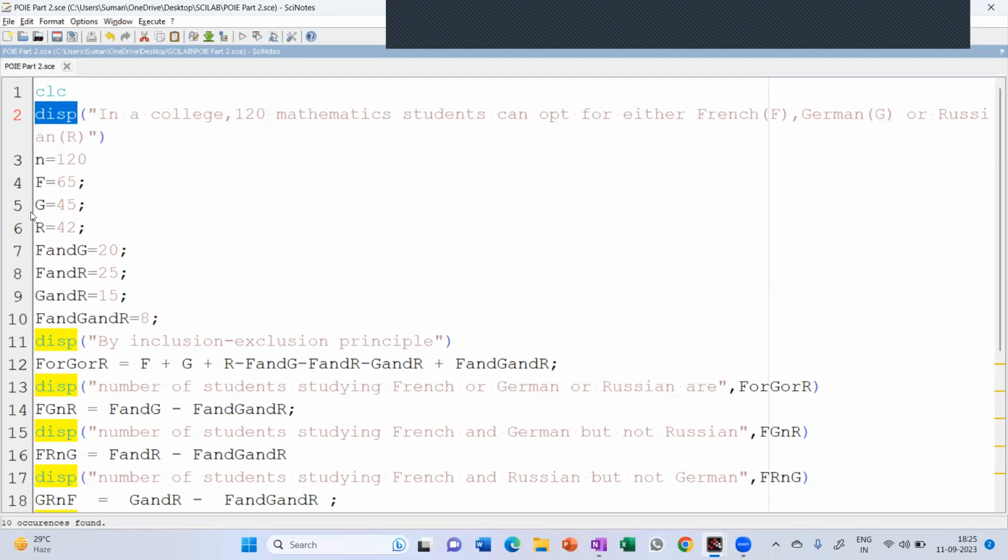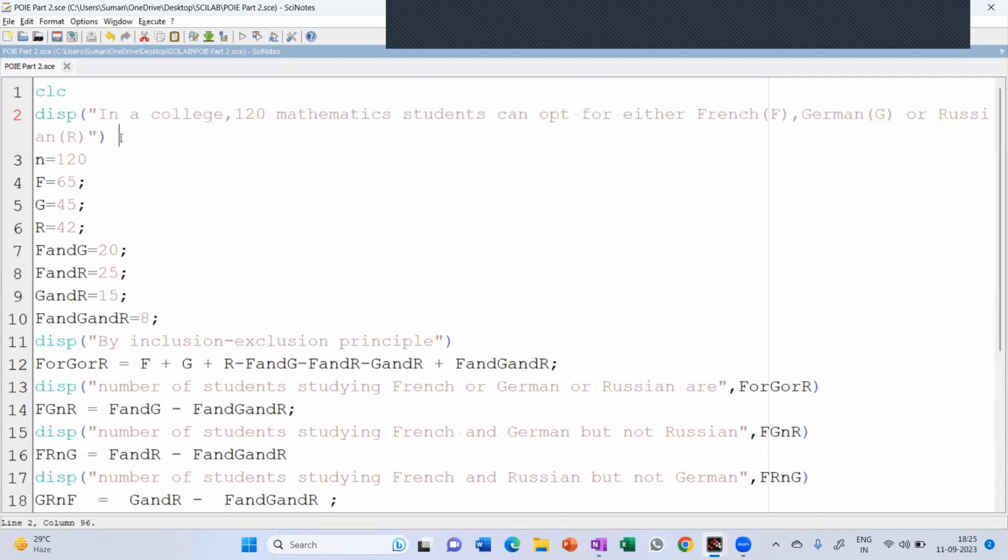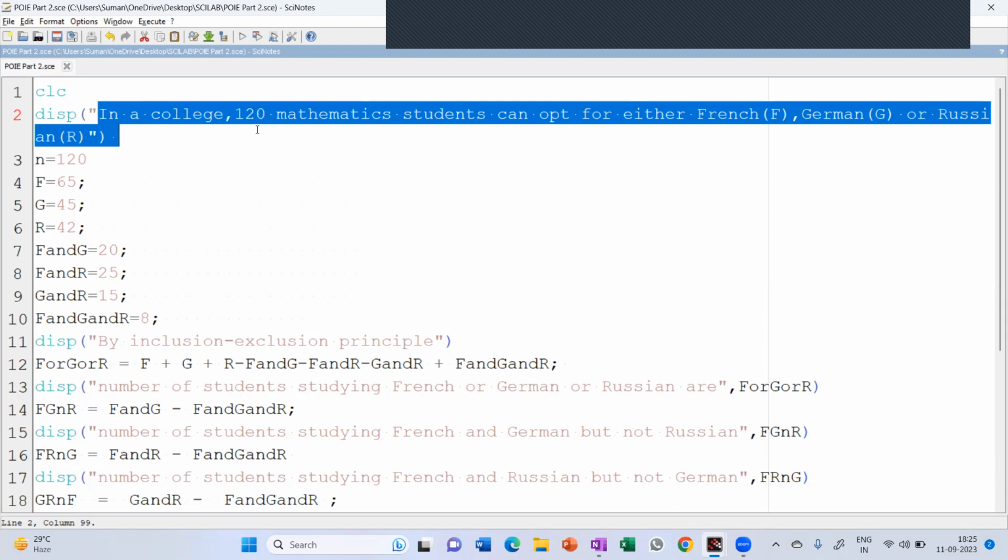Okay. Then, what will this line do? This line is going to print the statement, because you have written it within double quotes, so as it is it will be printed on the console window. All right, what is it going to print? In a college, 120 mathematics students can opt either French, German, or Russian. The same as it is will be printed on your console.